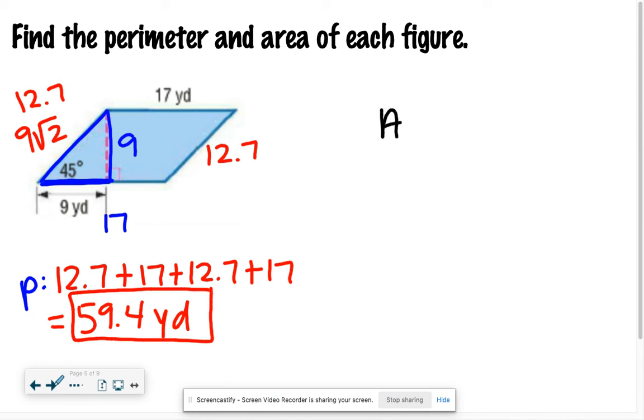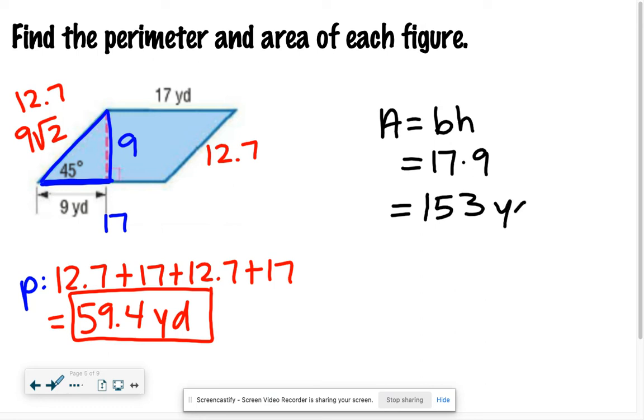Then our area, again, base times height, kids. Our base is what, 17? Our height of 9. 17 times 9 is 153 yards squared.